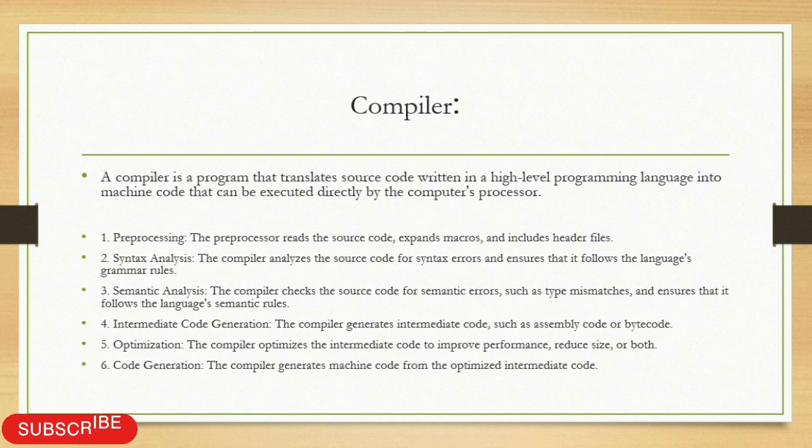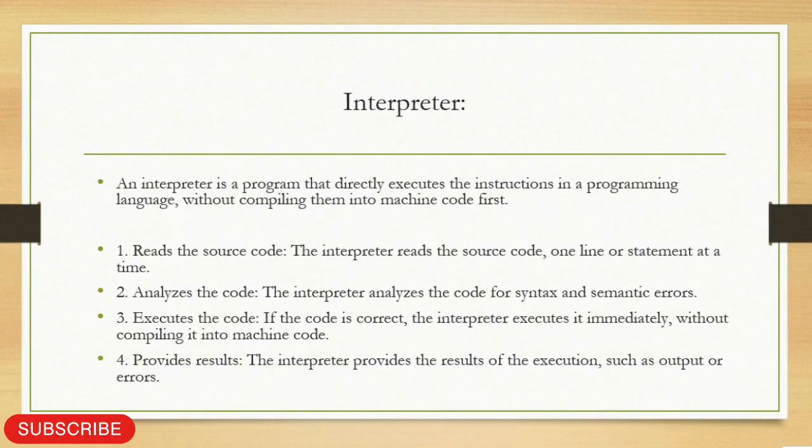Okay, after compiler we will move forward to interpreter. So what is an interpreter? Interpreter is a program that directly executes the instructions in a programming language without compiling them into machine code first. Okay, so now see what's happening here. First of all, we will write a program in a high level programming language, and that program will be converted to machine code by the interpreter in between. So interpreter converts the high level program to machine code while the program is executing.